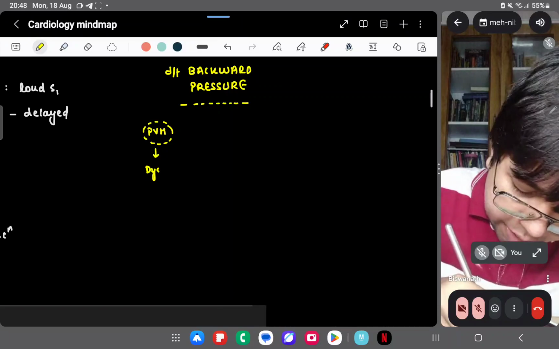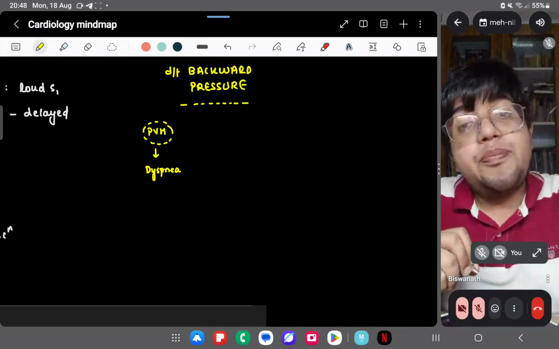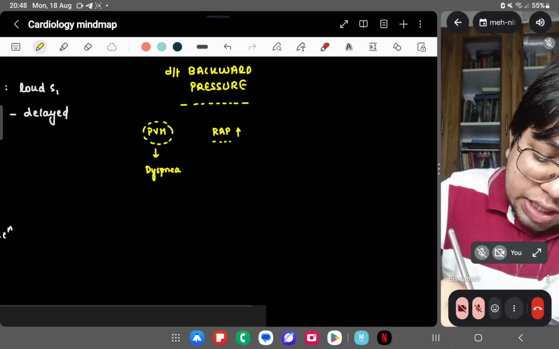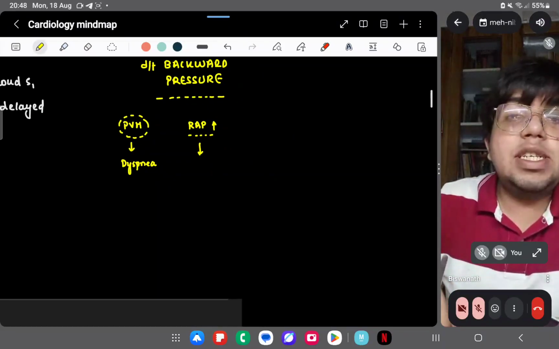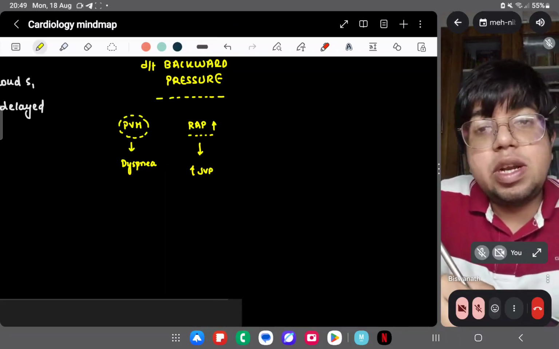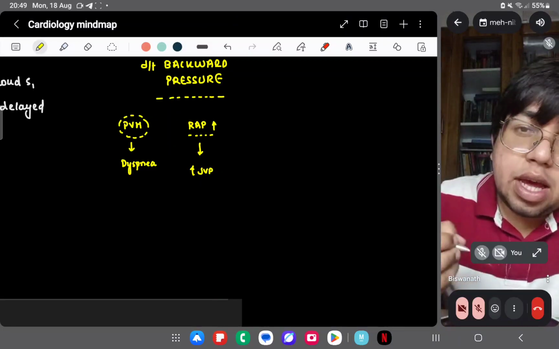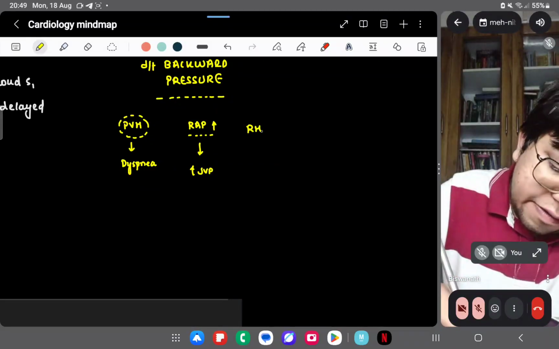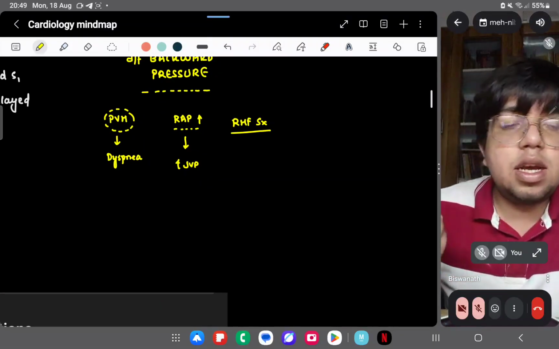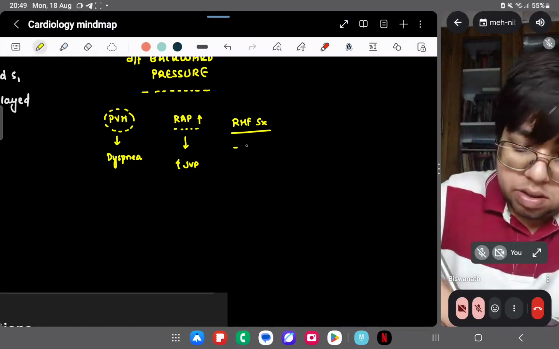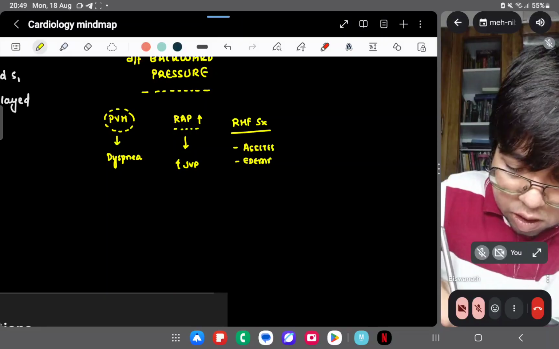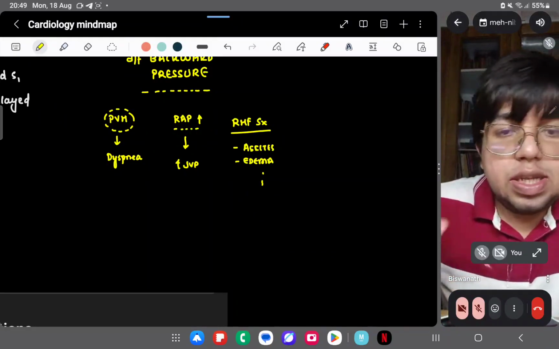This will lead to dyspnea. We all know this. There will be increased right atrial pressure. This increased right atrial pressure will manifest as increased prominent pulsations, that is JVP. And there will be right heart failure symptoms as well. What are the symptoms of right heart failure? Classical features like ascites, wasting, edema, all of these features. So this thing you have to understand.